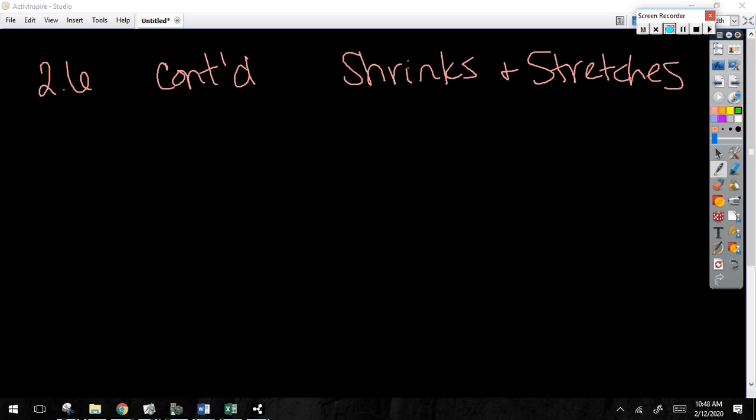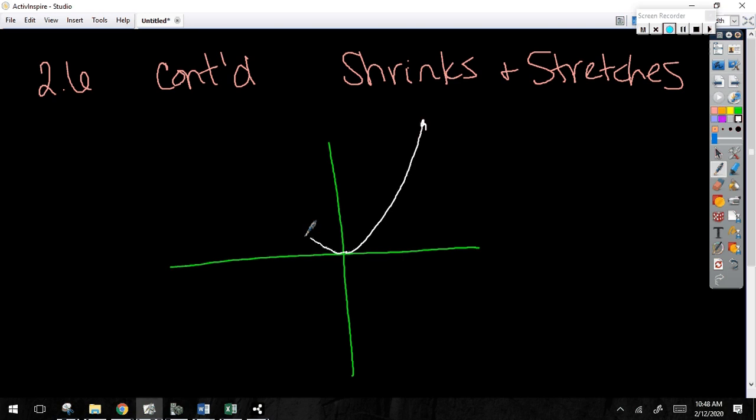Now, I think it's easiest to see with a parabola. So let me just start with a parabola. I have this parabola. Okay, let's call this the parent graph. 0, 0, 1, 1. All right, so just our basic parent graph. I can do these vertically or horizontally. So let's look at them vertically first.